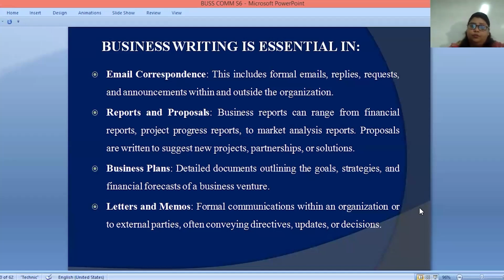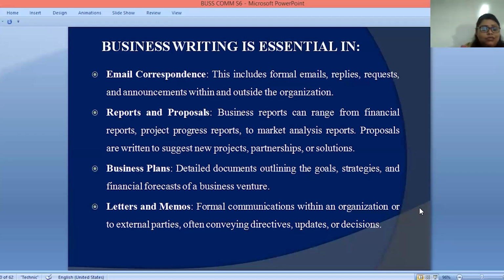As we are projecting the financial forecast, we must also be prepared for the losses. There is one accounting rule: always be prepared for the losses. If there will be profits, we will definitely enjoy, but we also have to prepare for the losses as well, right? It is a very important rule of financial management, or we can say financial accounting. Right. Next is letters and memos.